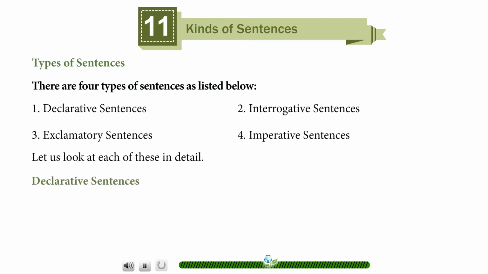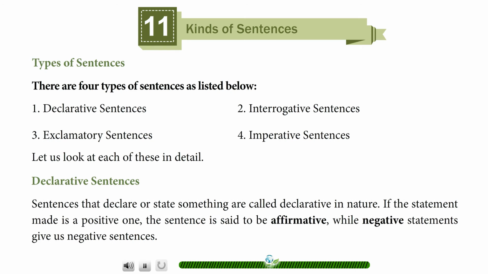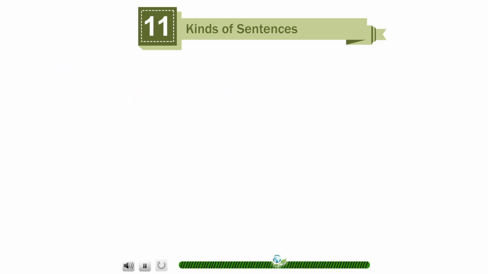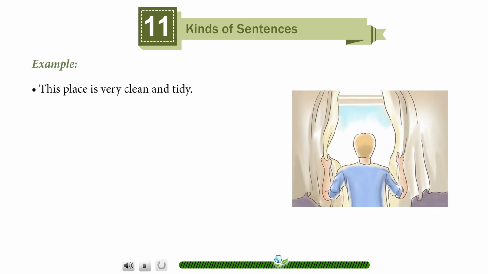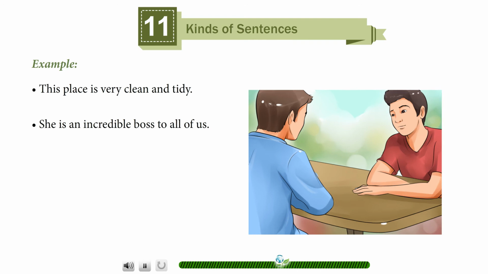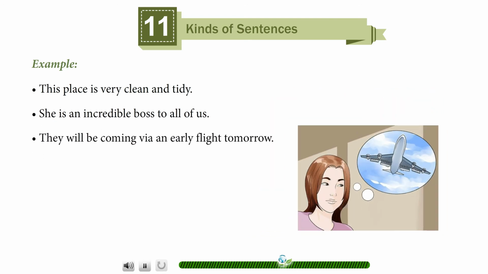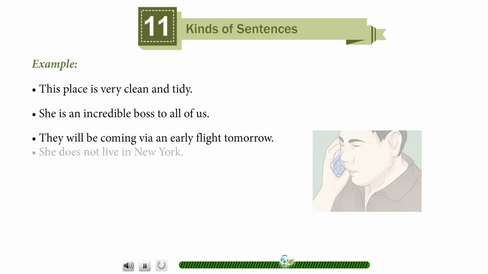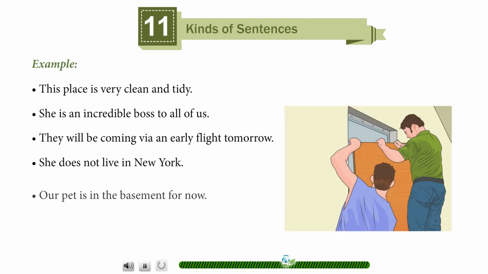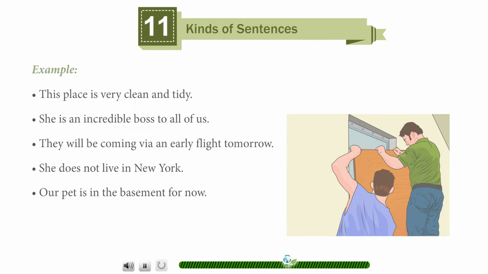Declarative sentences. Sentences that declare or state something are called declarative in nature. If the statement made is a positive one, the sentence is said to be affirmative, while negative statements give us negative sentences. Example: this place is very clean and tidy. She is an incredible boss to all of us. They will be coming via an early flight tomorrow. She does not live in New York. Our pet is in the basement for now.